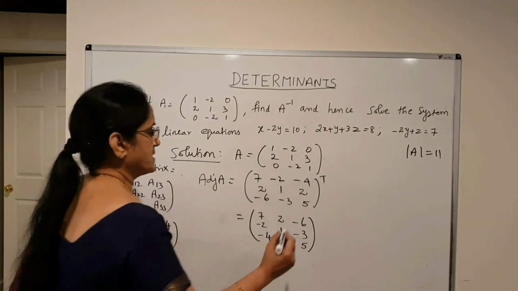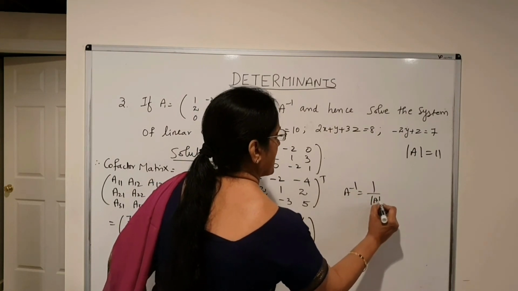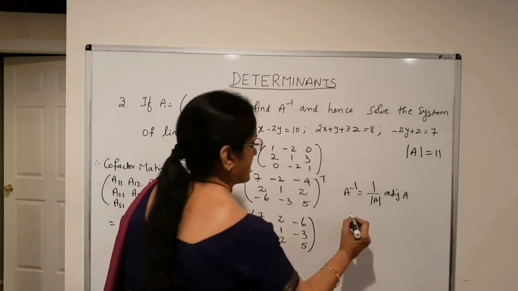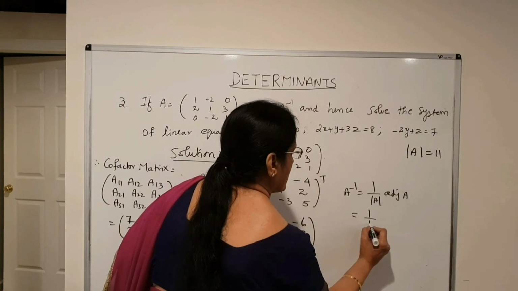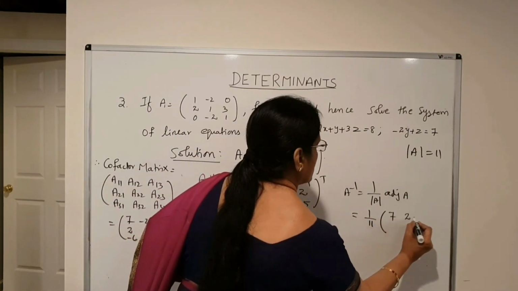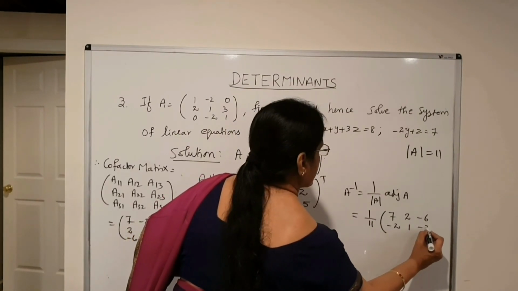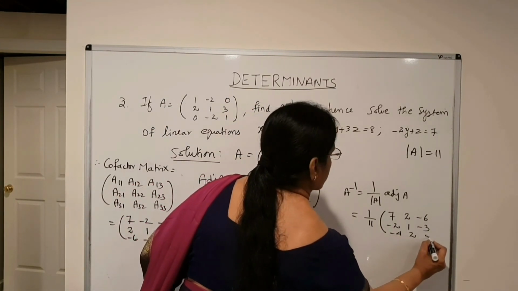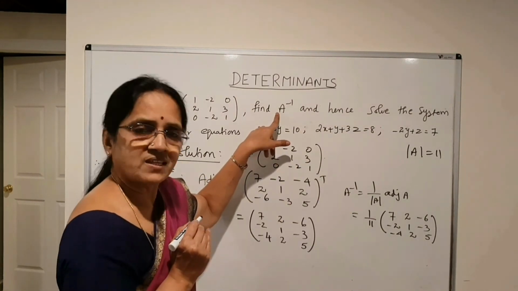So what is A inverse? A inverse is equal to 1 by determinant of A into adjoint of A, where determinant of A we got as 11. So 1 by 11 into adjoint of A, which is 7, 2, -6, -2, 1, -3, -4, 2, 5. So we answered the first part of the given question.